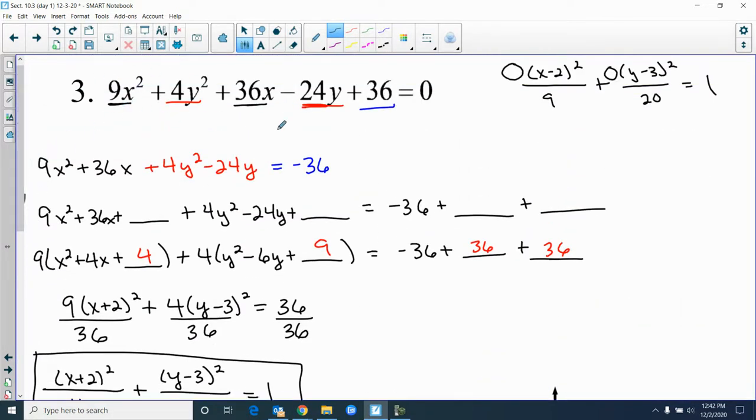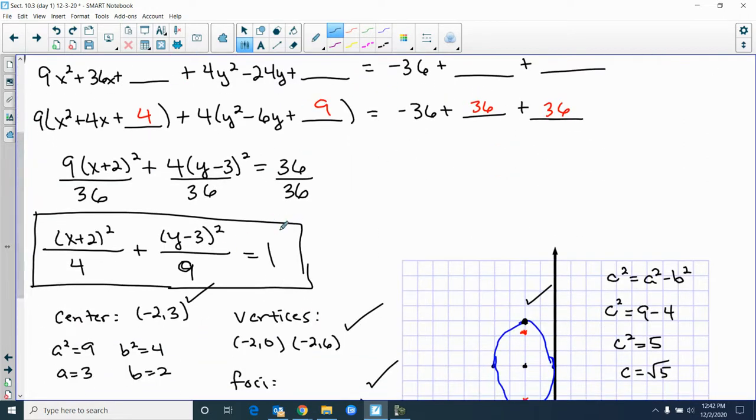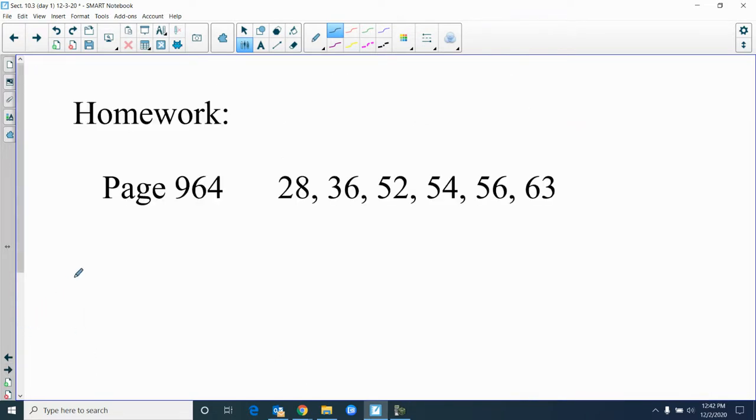You got to be able to complete the square. You got to be able to convert it to this form, okay, in order to determine all the little details. All right, that's it for the first part of 10.3.